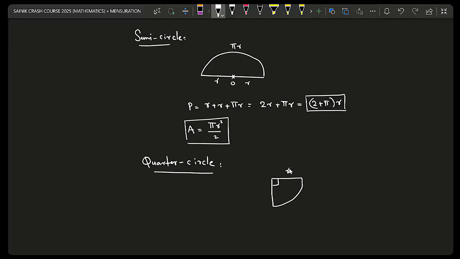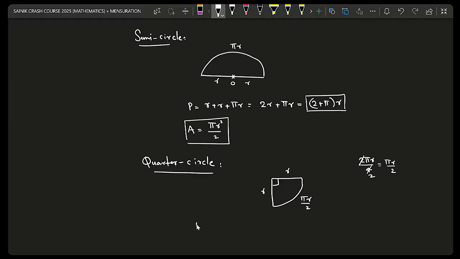Let us say this is r and this is r. We don't know the curved part. So what we have to do is take the full circumference, that is 2 pi r, and divide it into 4 equal parts. 2 2s are 4, and we get pi r by 2. So the curved part in the quarter circle is pi r by 2.